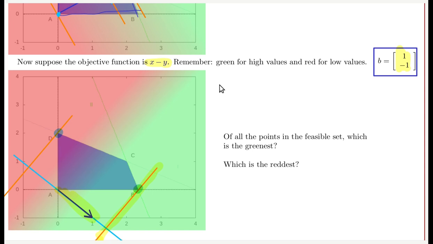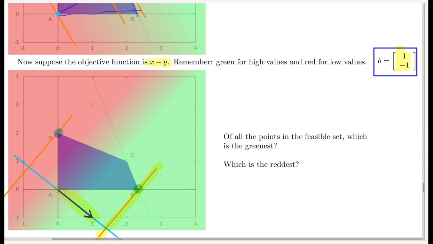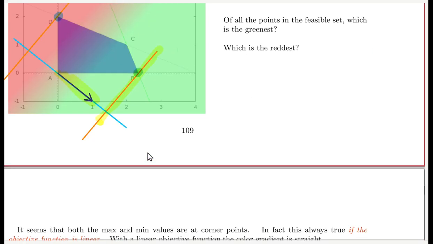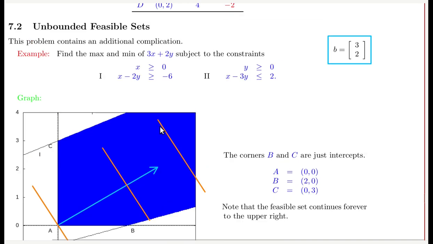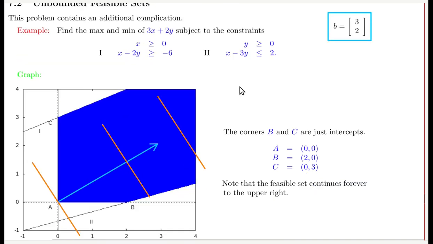Remember, this feasible set is bounded. That is, it has finite extent. It doesn't go on forever in any direction. But one other thing we should talk about is unbounded feasible sets. This is possible, so here's an example.